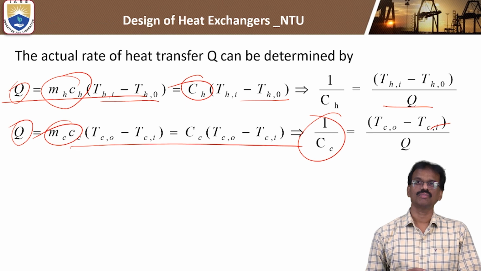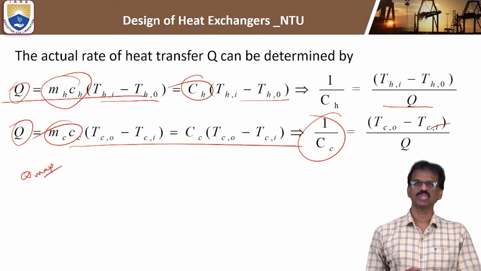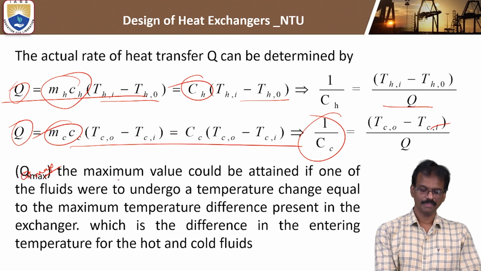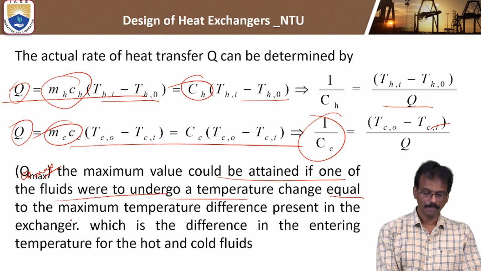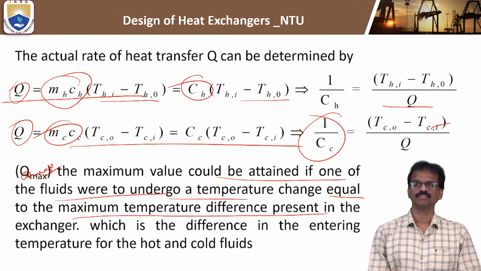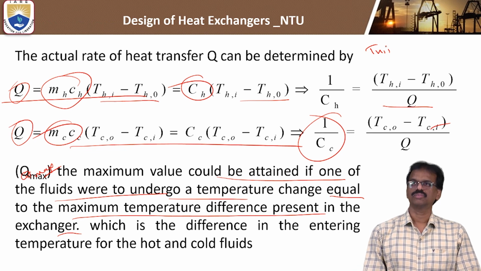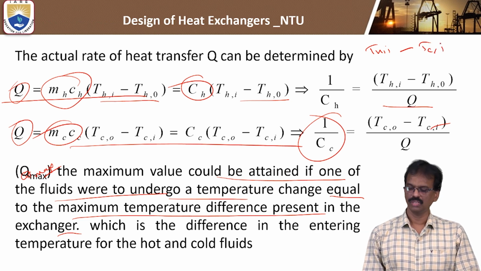But now we'll see what Q max is, the maximum possible heat transfer. The maximum possible value that could be attained if the fluids were to undergo a temperature change equal to the maximum temperature difference present in the exchanger. Maximum temperature difference means, we know that Thi is the highest temperature point, and Tca is the lowest temperature point.